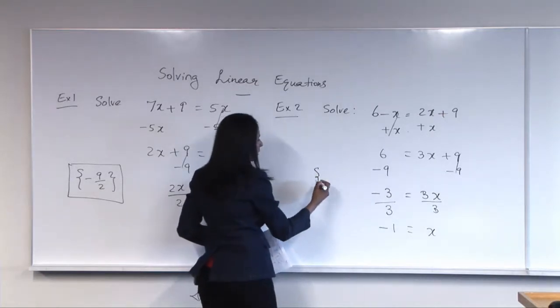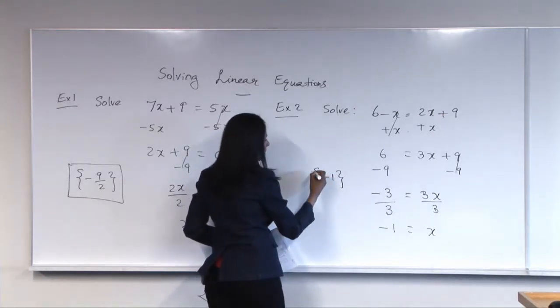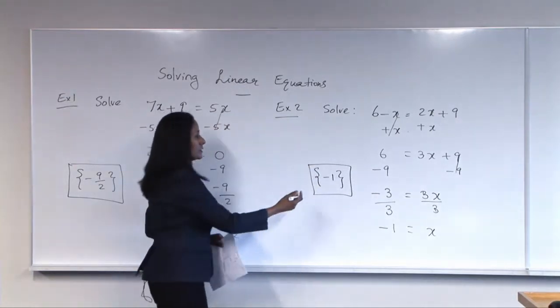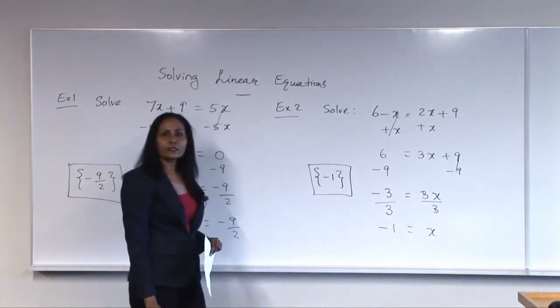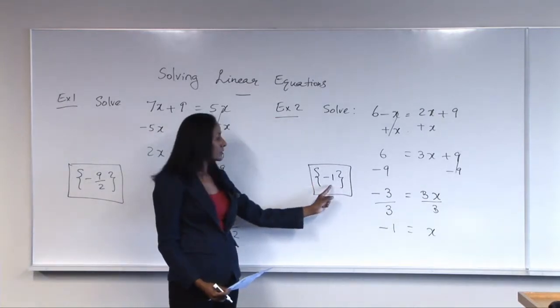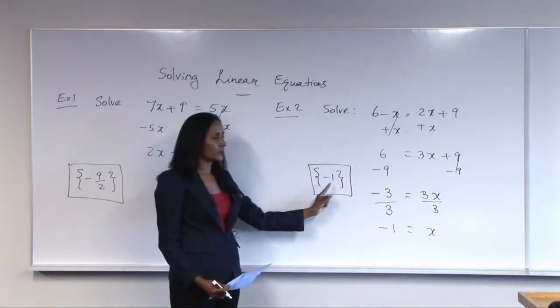You can write it as a set of the solution. Here we have only one solution because it's a linear equation. And here the solution is negative 1. We can write it in the set notation, set of the solution, negative 1.